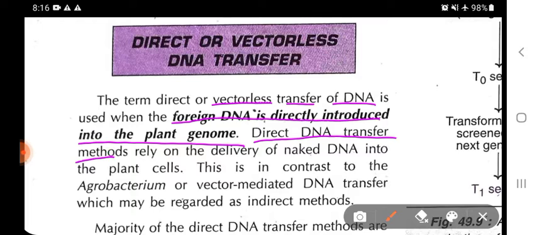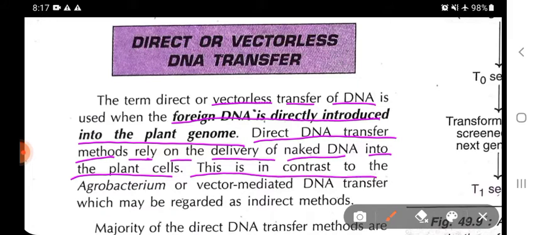Direct DNA transfer method depends on delivery of naked DNA into the plant cells or animal cells. So the direct DNA transfer method fully depends on how we are delivering, how we are transferring our naked DNA. Means simply we have the DNA only. The selection process can be carried out if, along with our naked DNA, we have selectable marker genes or promoters for proper expression of that DNA in the host cells.